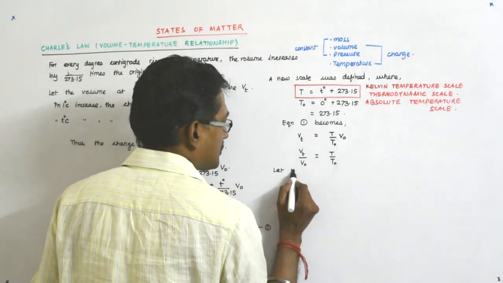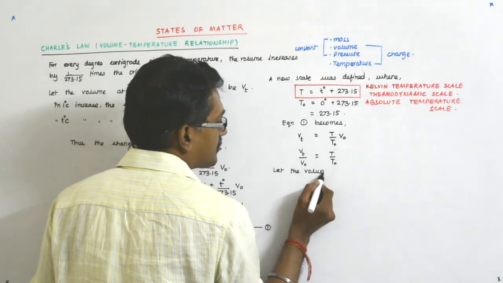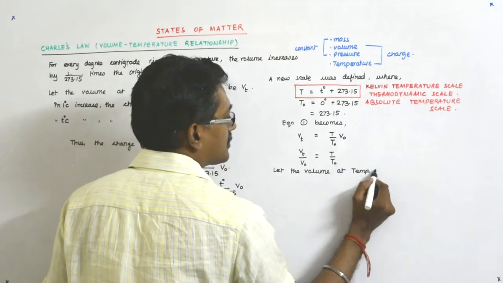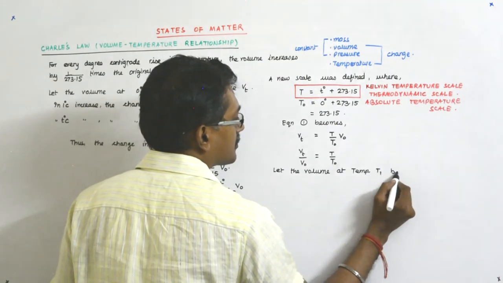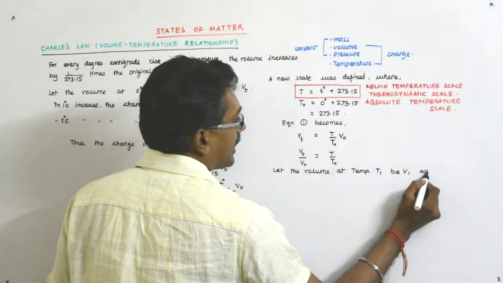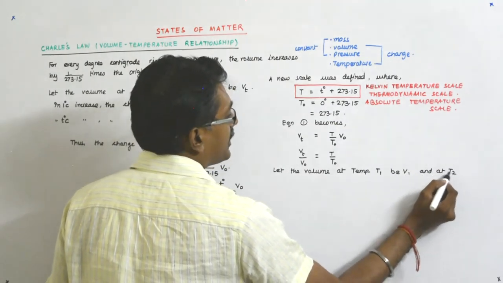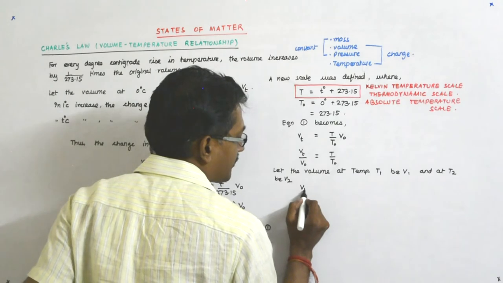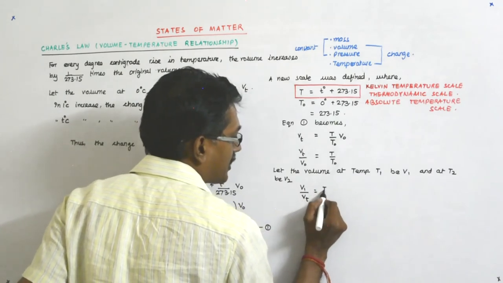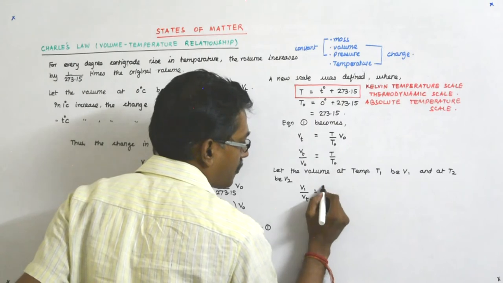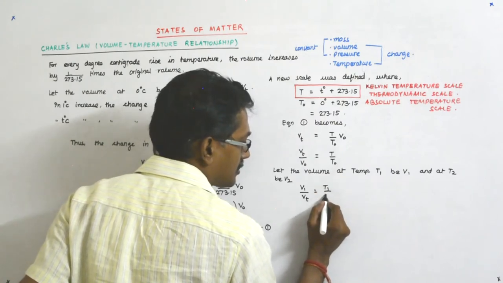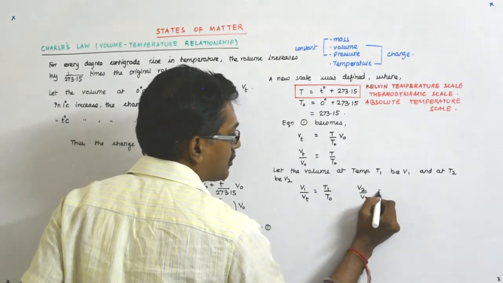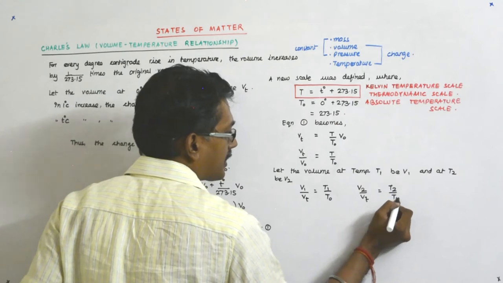Let the volume at temperature T1 be V1 and at T2 be V2. So what does it mean? It means that V1 upon Vt is equal to T1 upon T naught, and V2 upon Vt is equal to T2 upon T naught.